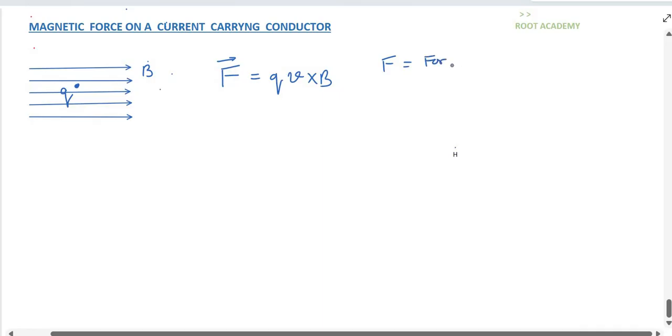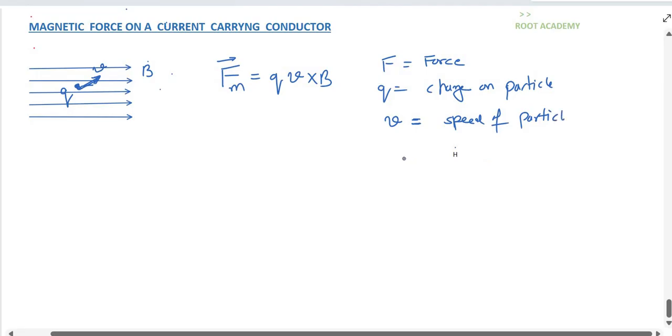Where F is the force, magnetic force I should say, and Q is the charge on the charged particle. And what is V? V has to be the speed of the particle. So the particle will experience magnetic force only when there is some speed. Okay, it has to have some speed. So this is the speed of the particle. And next point is B. What is B here? B is the external magnetic field.